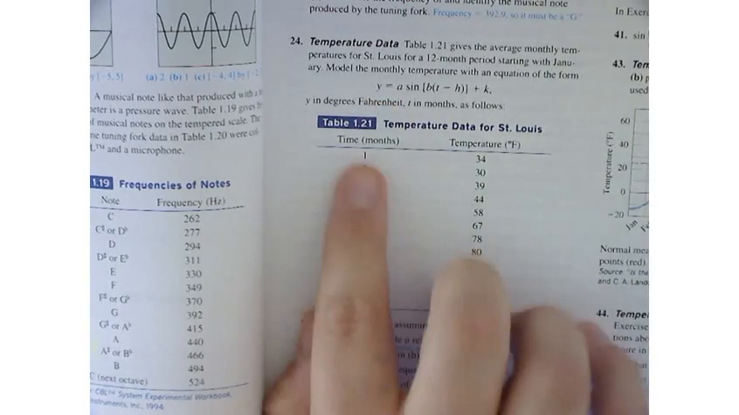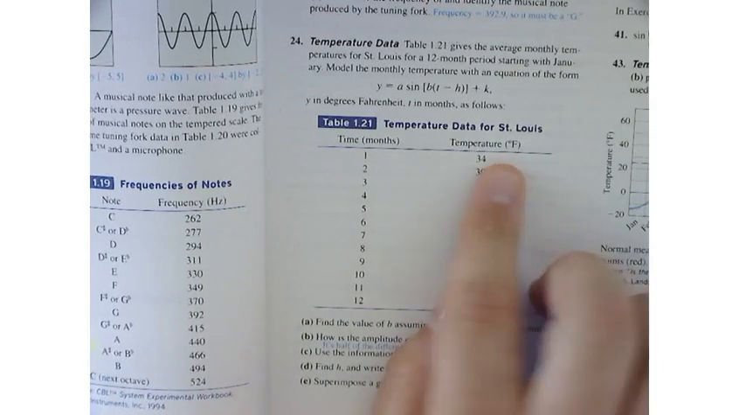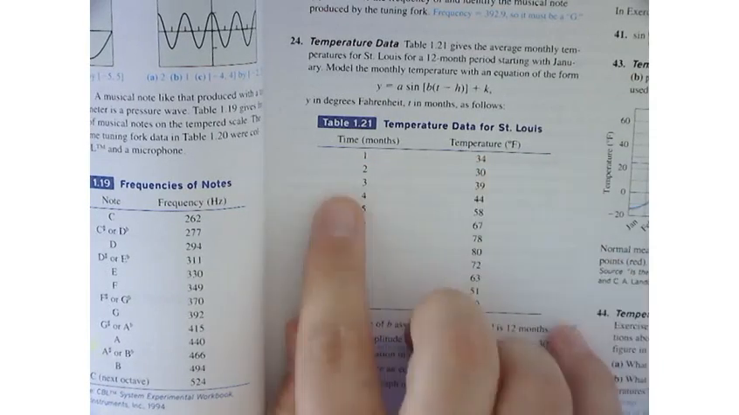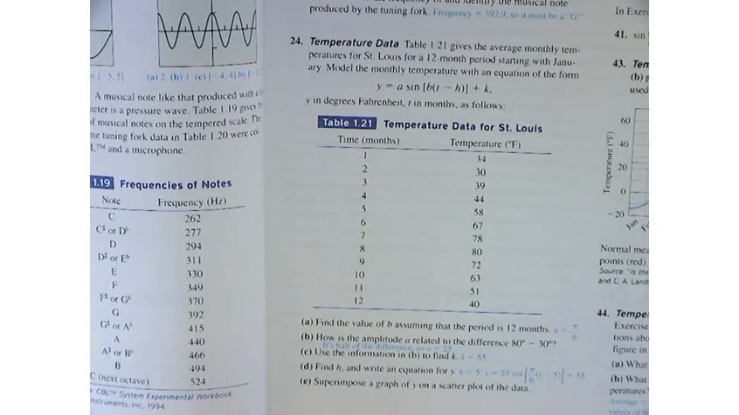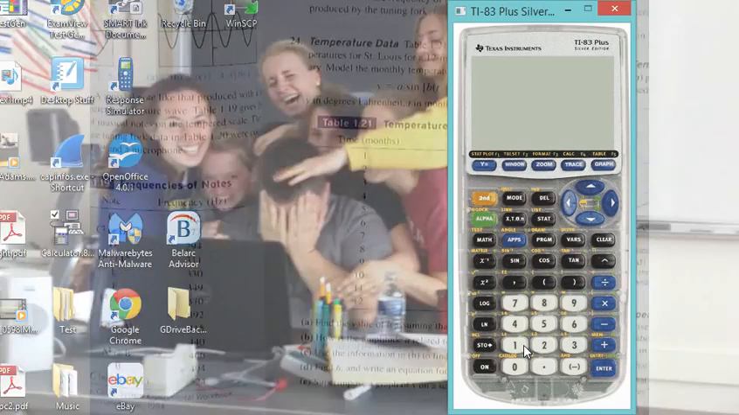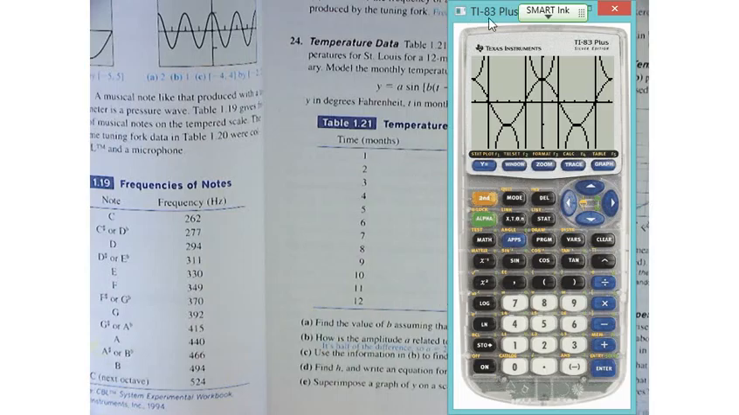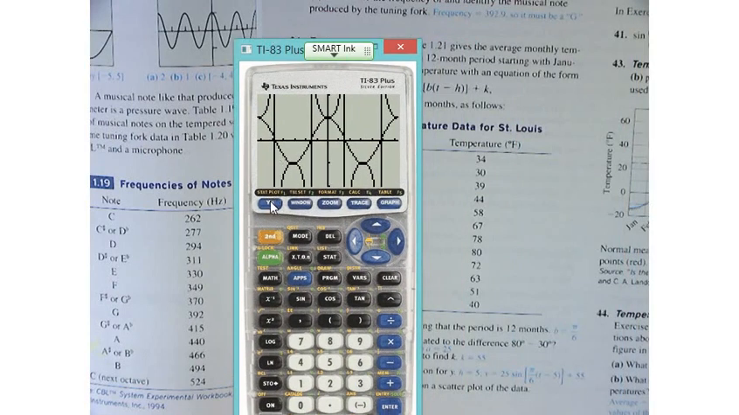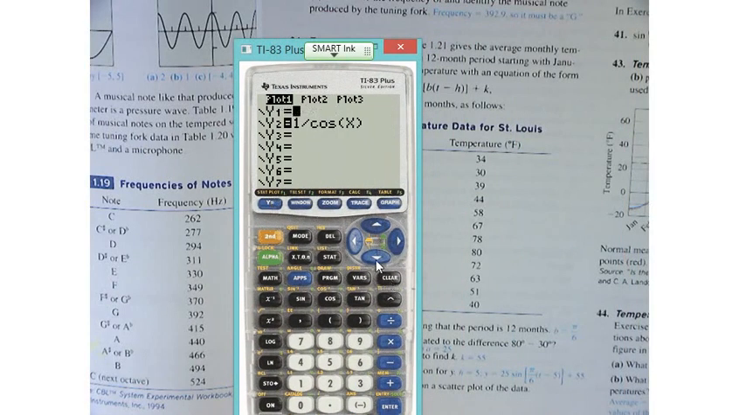So in January, the first month of the year, the average temperature was 34. In February, it was 30. March was 39, and so on and so forth. So there's a couple of things. First thing that we want to do is let's enter the data into a list on our calculator. So let me clear out my stuff here. And I've already done this problem.